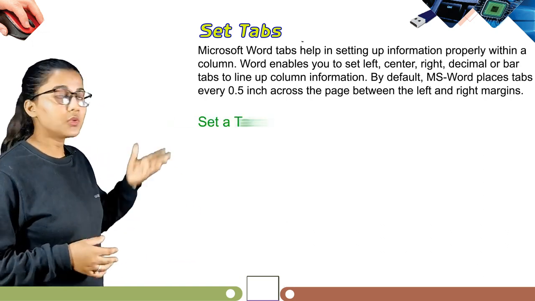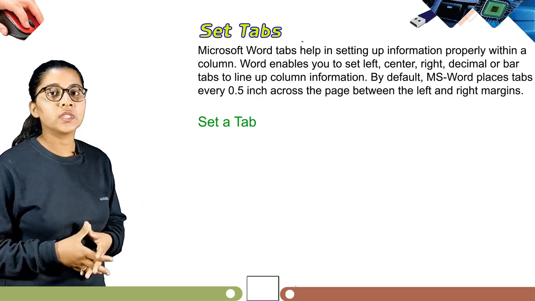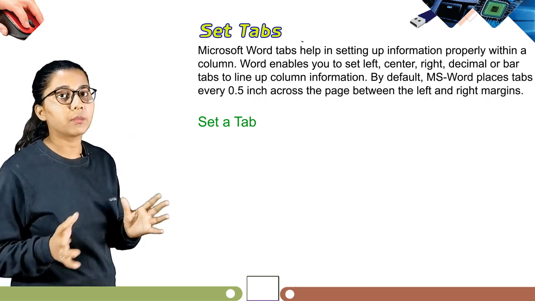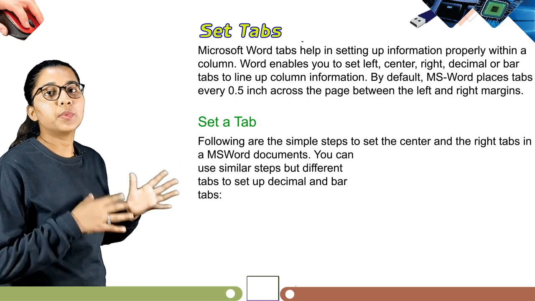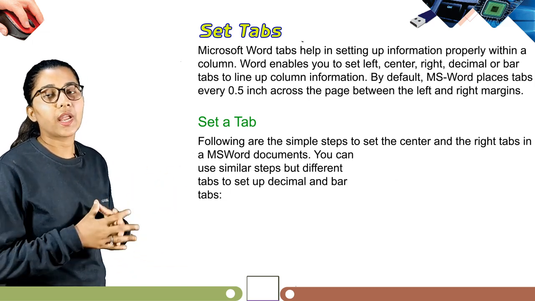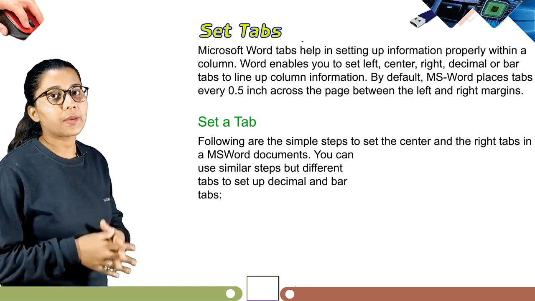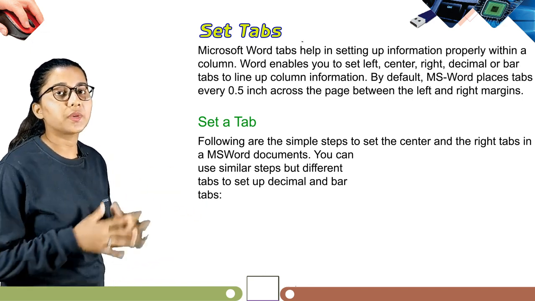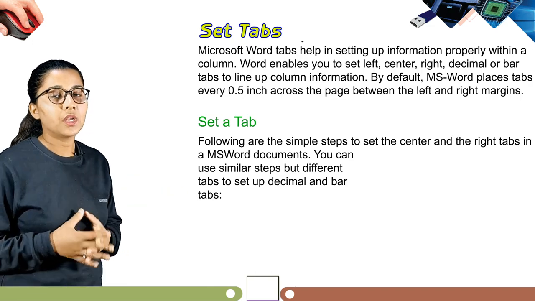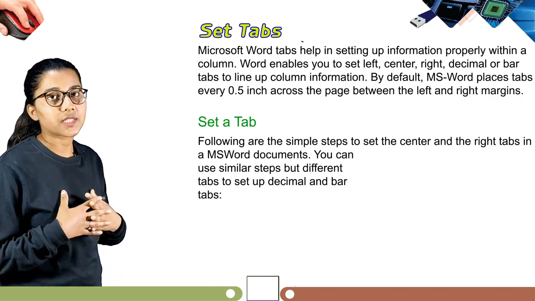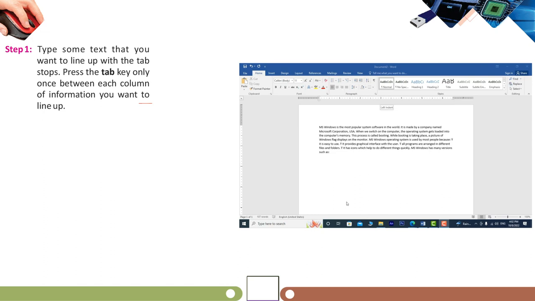Now, how to set a tab? Students, let's learn about it. Following are the simple steps to set the center and the right tab in a MS Word document. You can use similar steps but different tabs to set up decimal and bar tabs. So to do that, our first step is type some text that you want to line up with the tab stop. Press the tab key only once between each column of information you want to line up.